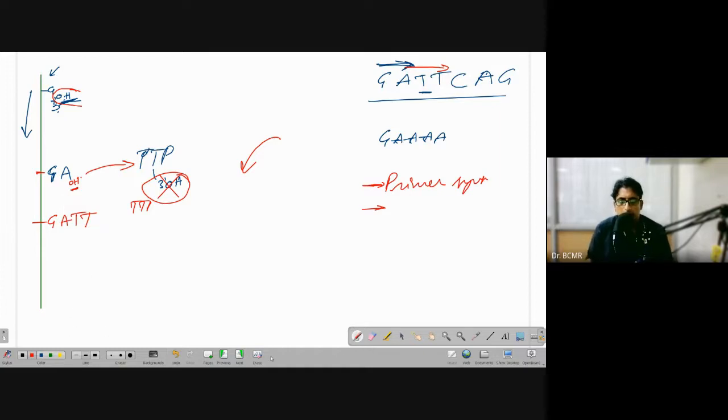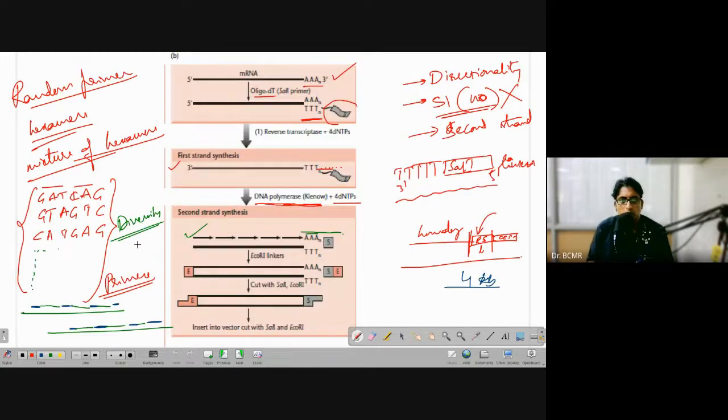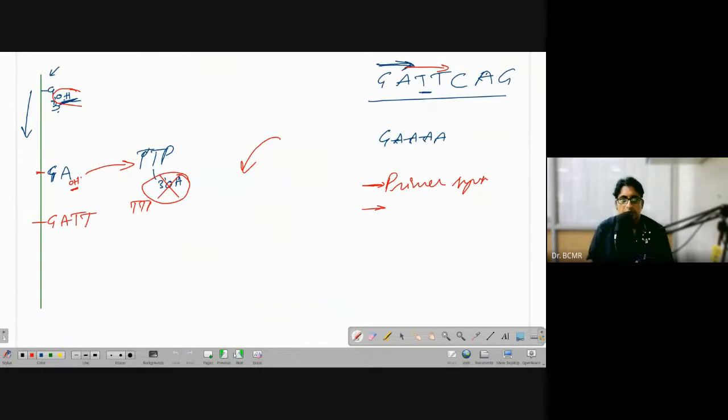Now, why I'm discussing this is we are supposed to use random primers. How can we make random primers? We want 6 bases. Random primers means we want a diverse condition, diverse bases. It could be any of them, any of several different combinations. How much would it be? It would be 4 into 4, 4 to the power 6. What would that be? Anybody?